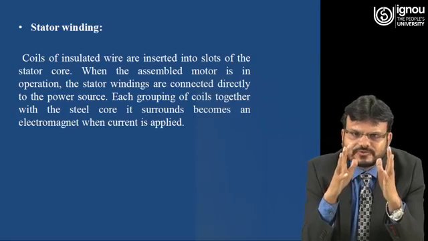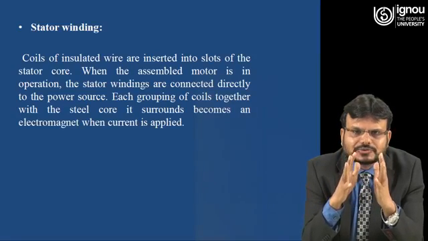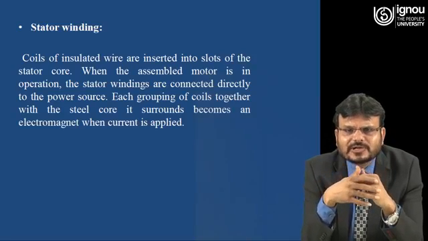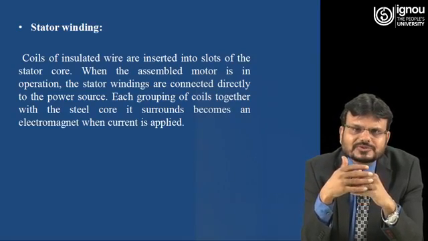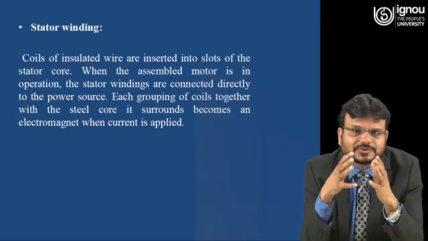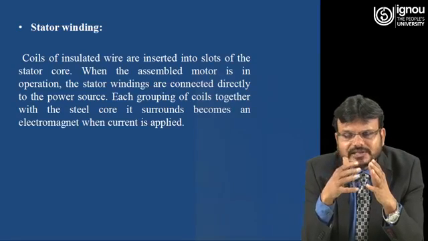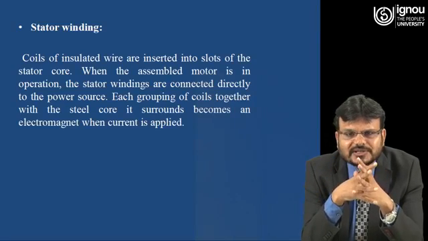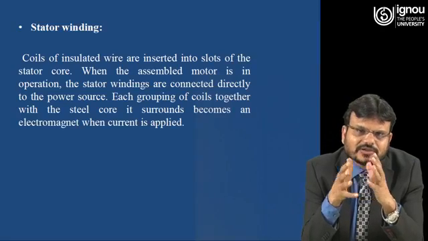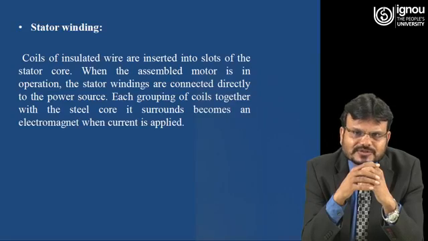So what is the function of this stator winding? Stator windings are used as a field winding, where you will be able to generate the rotating magnetic field. As I already told you, this rotating magnetic field moves at the synchronous speed, and that synchronous speed is ns is equal to 120 f by p. As I already told you, f is the frequency and p is the number of poles.